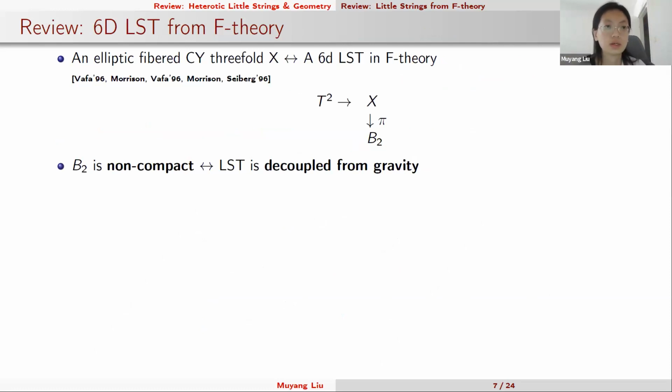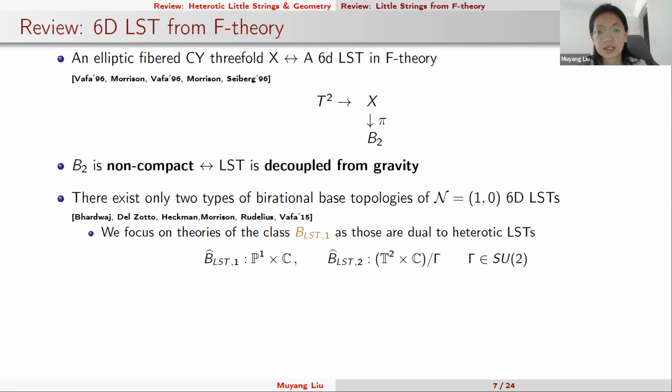Okay, then I move to the construction of the 6D string theories. By a easy dimension calculation, we realize we need an elliptic fiber Calabi-Yau threefold, which is given by the fibration I expressed here. And the base of the fibration B2 is non-compact. This is very nice, since it reflects the fact that our little string theory, similar to SCFT, is decoupled from gravity. And so far, there are two types of base topologies of the 6D string theories, up to birational equivalence deformations. Here I listed.